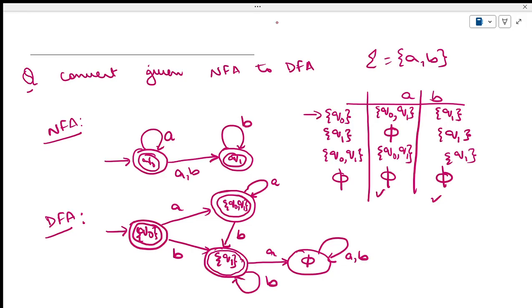Remember one more point. Whenever we convert NFA to DFA, we might get some redundant states.